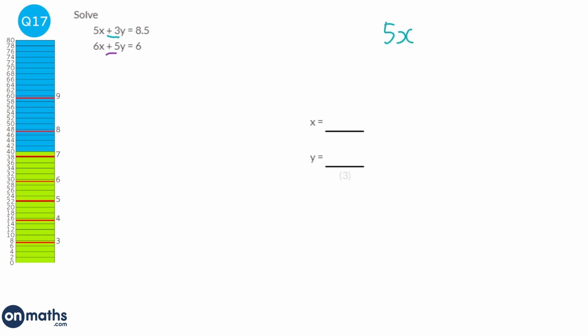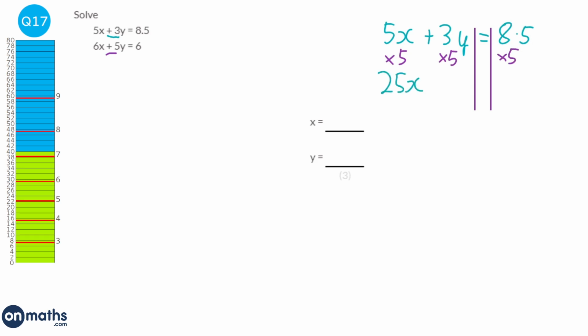So we're going to start by writing out the first equation. And there's nothing to stop you getting the x's the same. I just always focus on the y's. And we're going to times everything by 5 to get that y to be 15. So 5 times 5 is 25x plus 15y, and then we're going to do 8.5 times 5, which is 42.5.